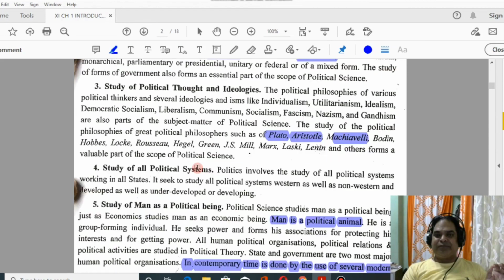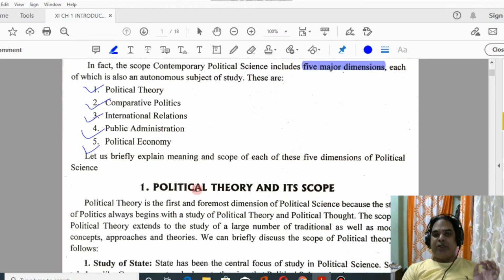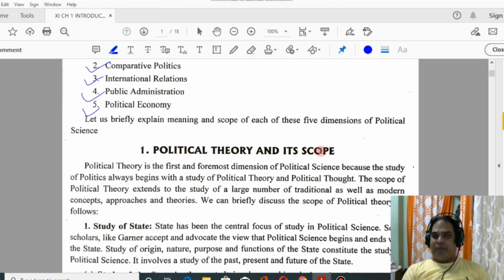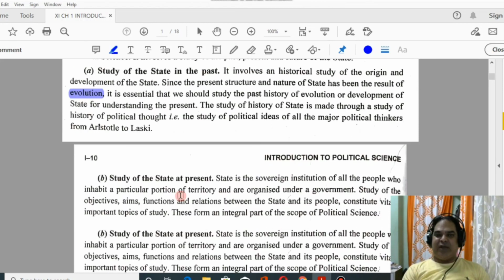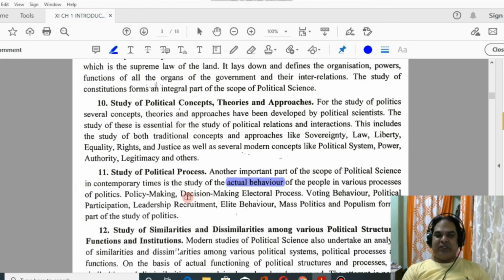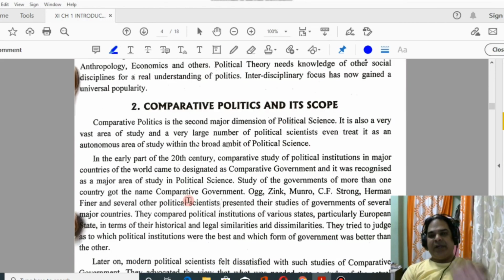So what was the topic? You can see here: political theory and its scope. Now the next one, number 2, is comparative politics. Let us move down. Comparative politics. Okay, now see here comparative politics and its scope.